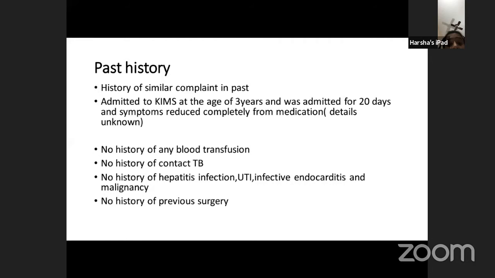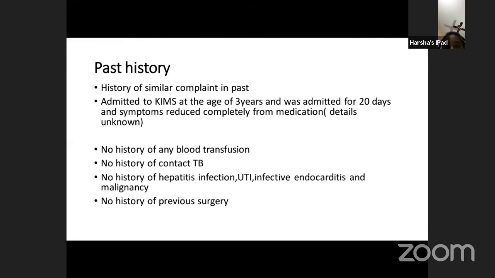Again, previous surgery. Anand, why have you asked for previous surgery? Ma'am, as a routine. Okay, not really required. You don't have to include that.